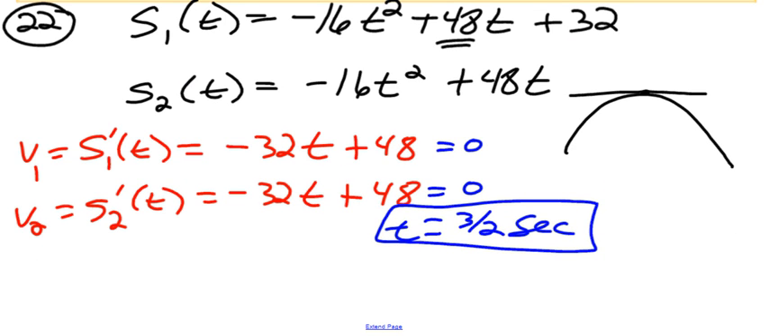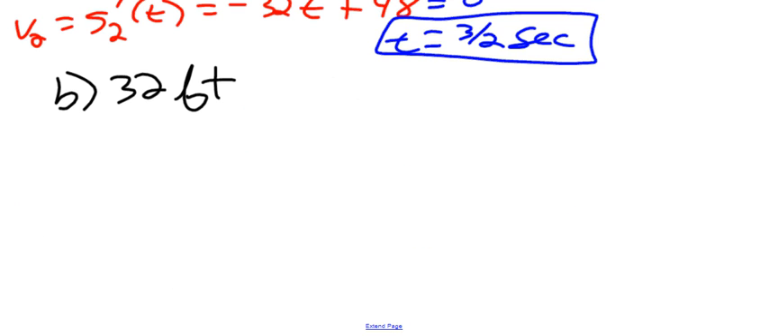how much higher does the stone thrown from the bridge go than the stone thrown from the ground? Well, if we look at our initial position functions, the only difference between the two is this initial height. The only thing added to the equation was the 32 feet from the bridge. So our answer for B will be 32 feet.